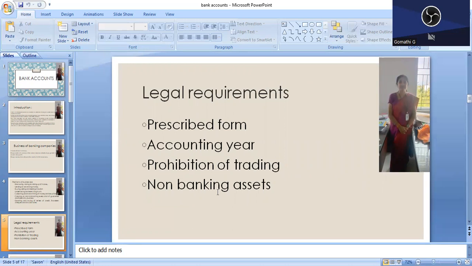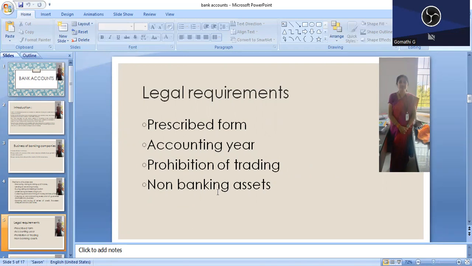The first one is prescribed form. As per sections 29 to 33 of the Banking Regulation Act, every banking company is required to prepare a balance sheet in accordance with the form set out in the third schedule, and profit and loss account in conformity with Form B of the same schedule. The formats have been revised in April. In other words, the final accounts for the year ending 31st March and onwards are to be prepared in the new format.